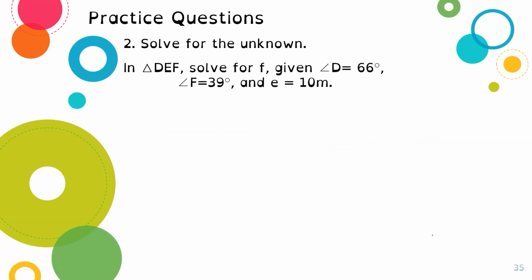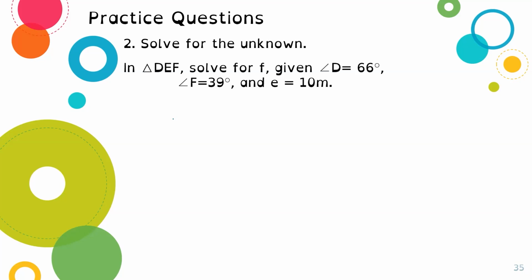All right, so sometimes we're given a question like this, where it says, solve for the unknown. It says in triangle DEF, solve for F, given angle D equals 60 degrees, angle F equals 39 degrees, and E equals 10 meters. This is confusing because you don't have a picture. So you have to draw a picture, set yourself up for success. This little symbol here, I write it as triangle. It tells me that we have a triangle.